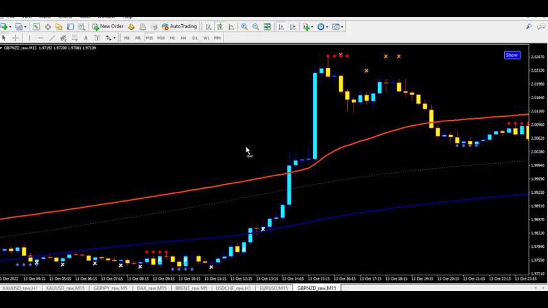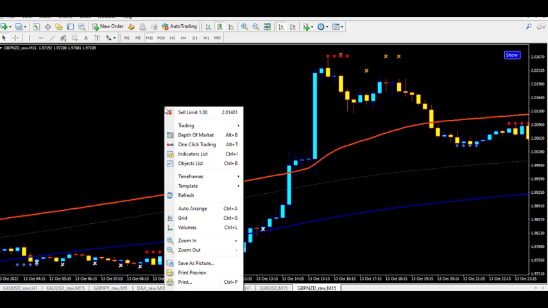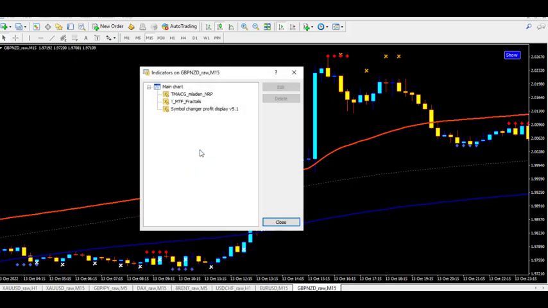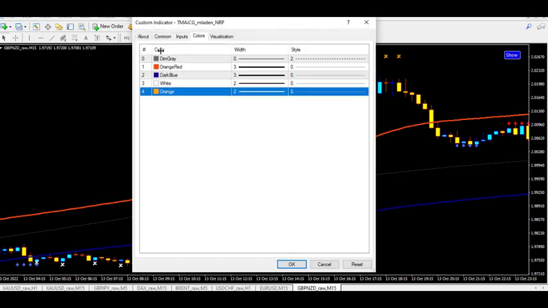Now let me show you the setup for each indicator, so that once you download the indicator, you can set it up yourself. So this is TMA band.